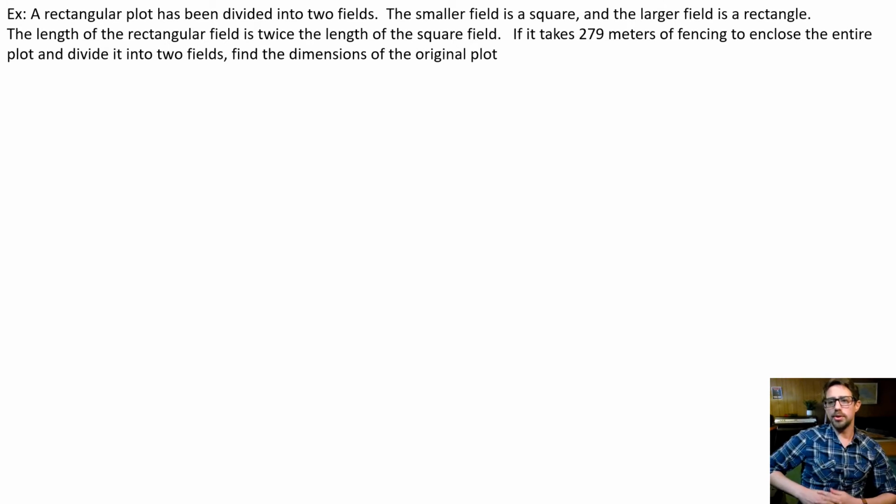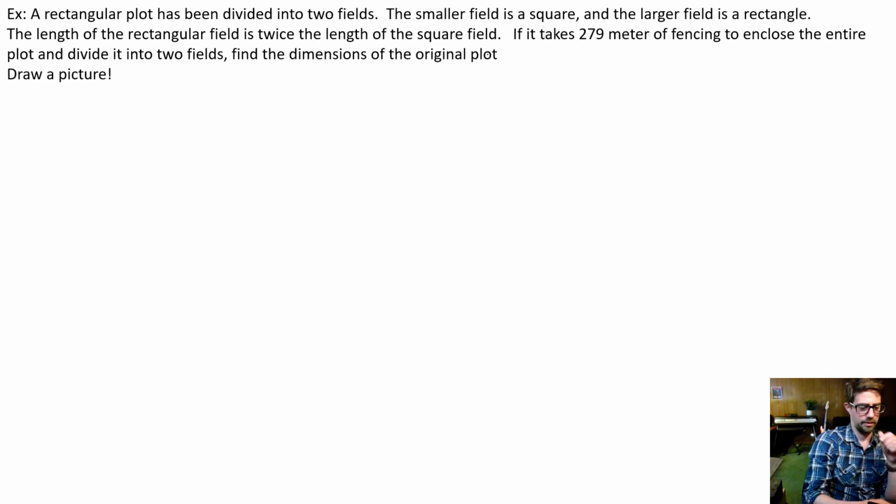If it takes 279 meters of fencing to enclose the entire plot and to divide it into two fields, find the entire dimensions of the original plot. So find all the dimensions of this shape, this square plus rectangle style shape. Okay, so you see what I mean? There's no way to do this without drawing a picture, I think. So take a second and try to draw it yourself, or just follow along with me.